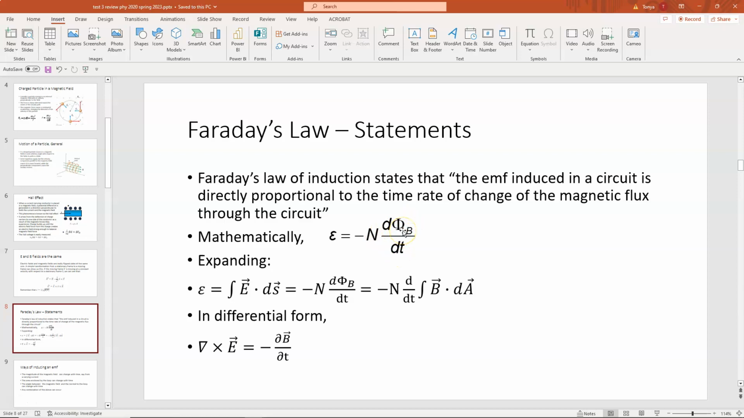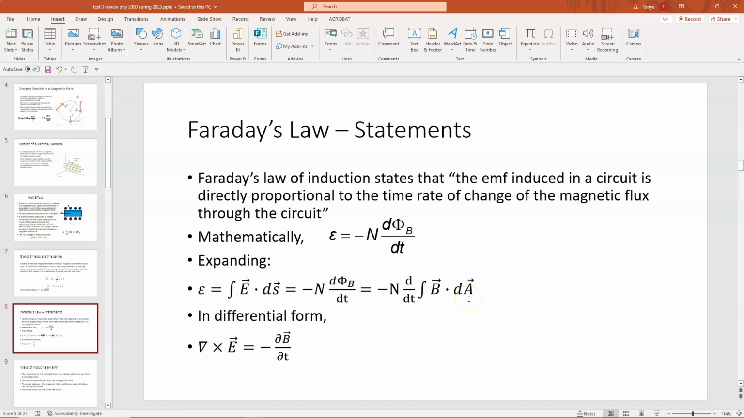Phi B here is the magnetic flux, which is shown here as the integral of B dot dA over the surface. And N here is the number of turns in the loop. So let's just say that you have a circuit with a little current loop, and the current loop is like a solenoid or something like that. It has N number of turns.